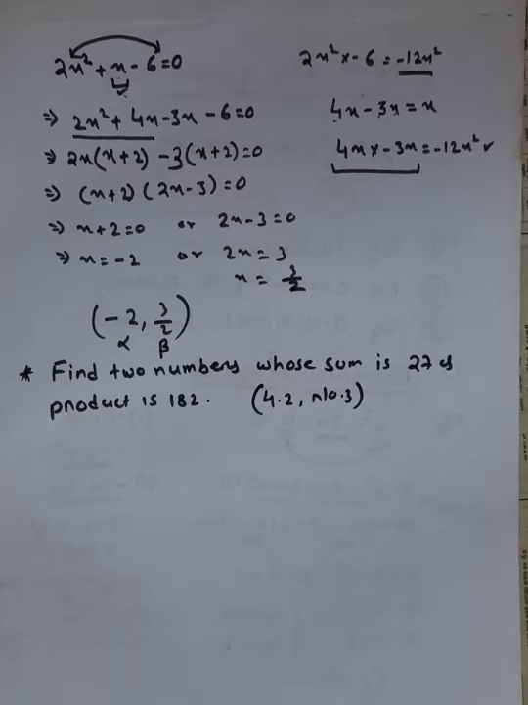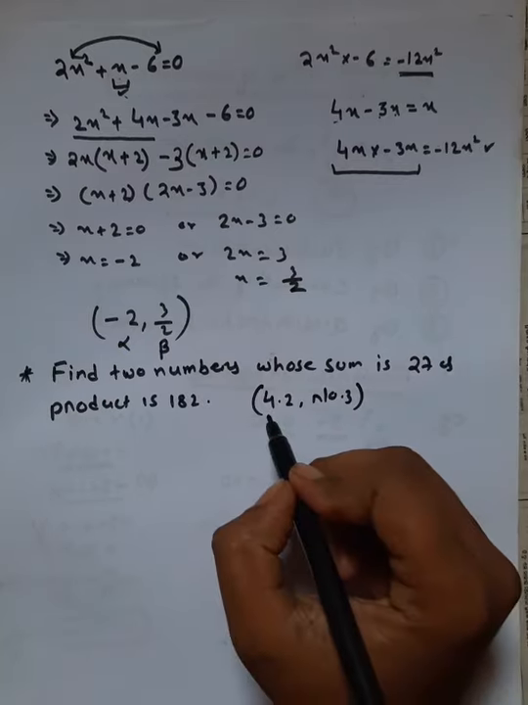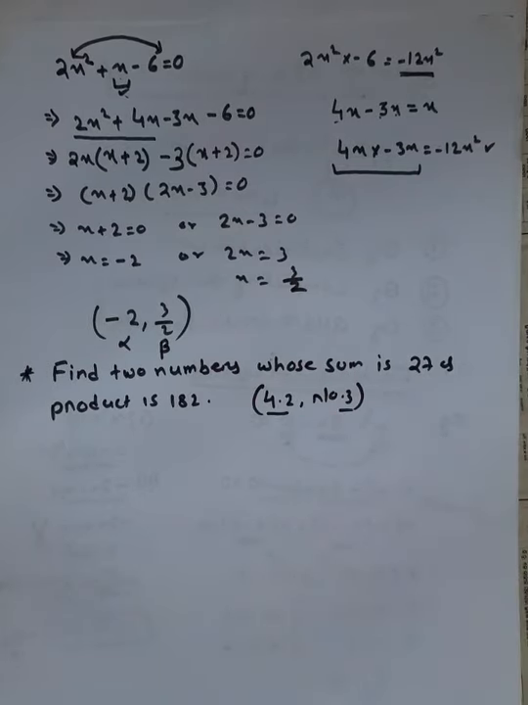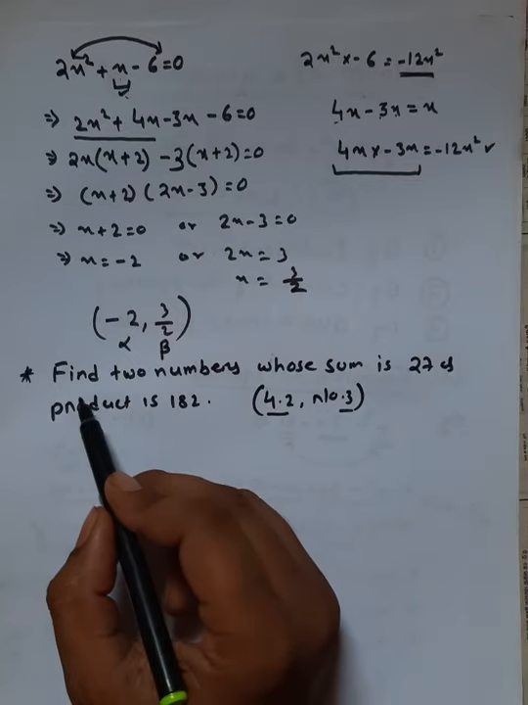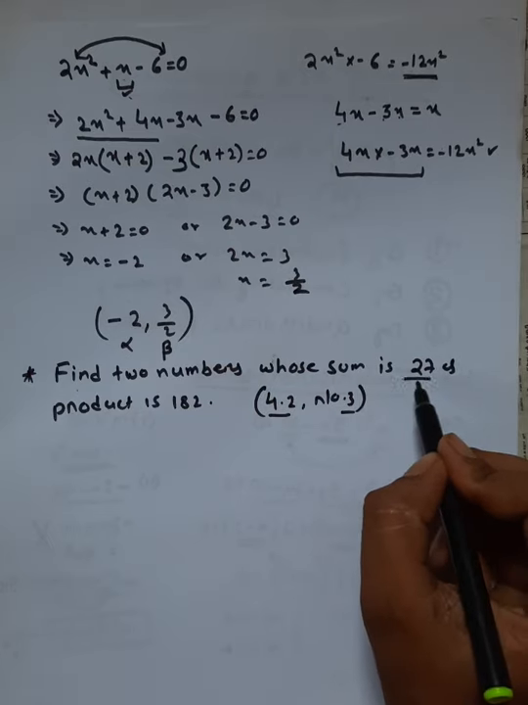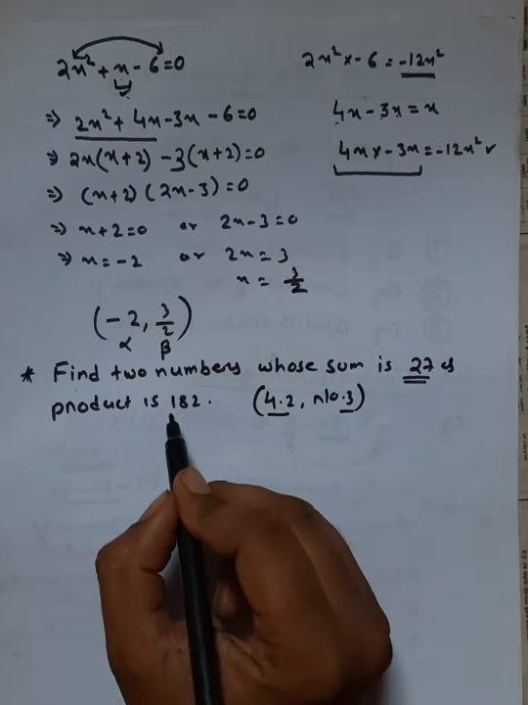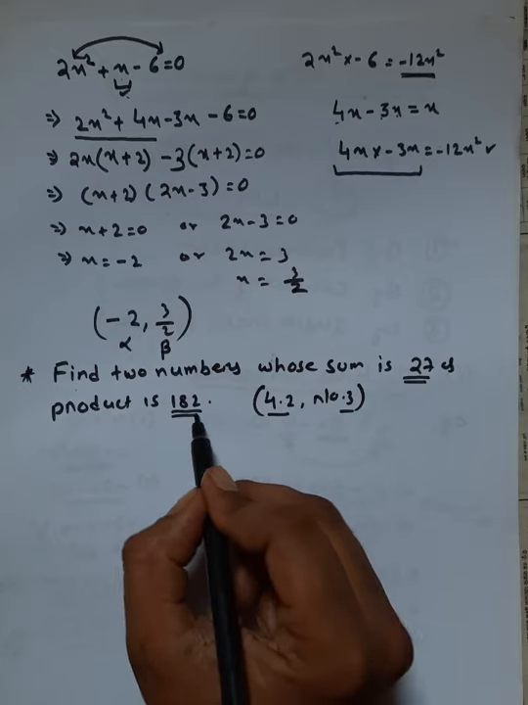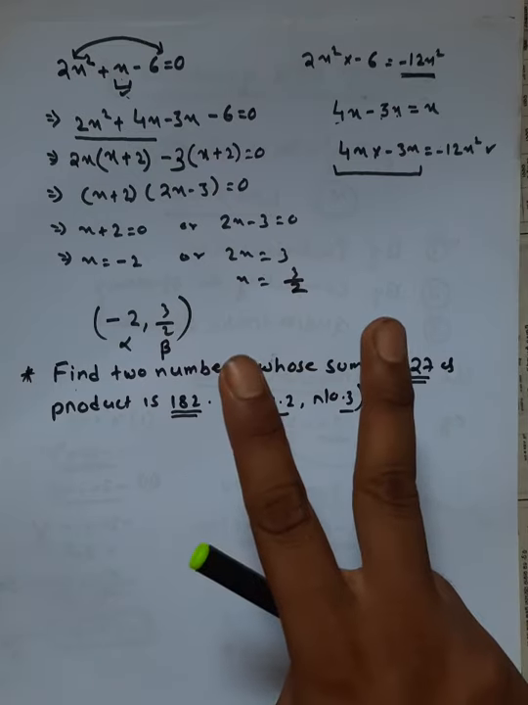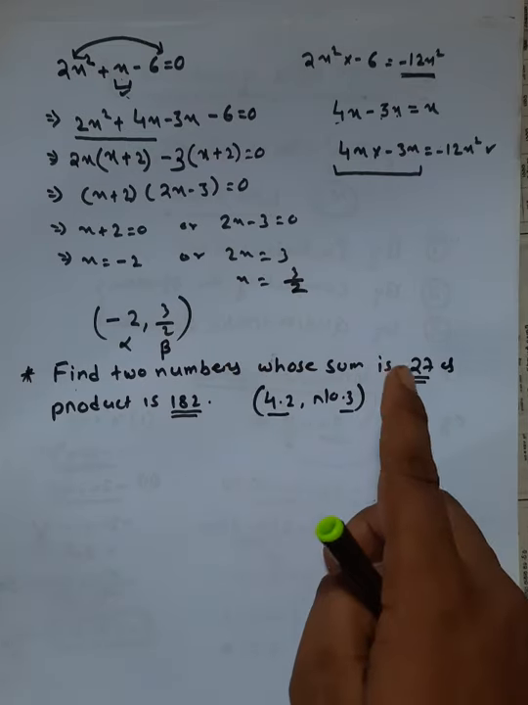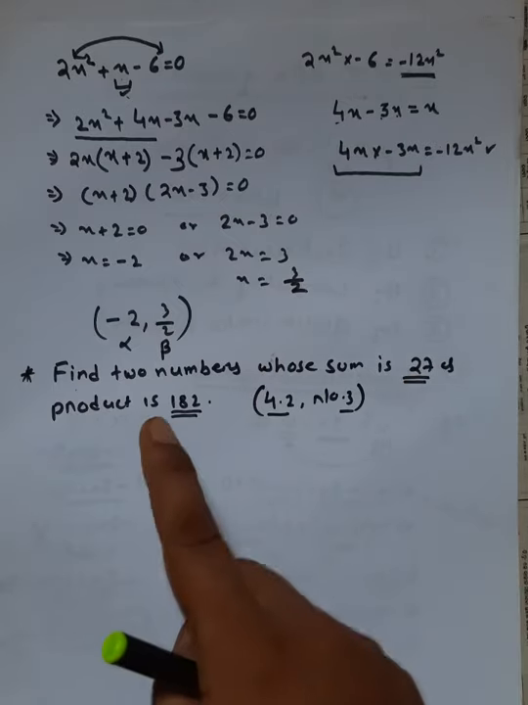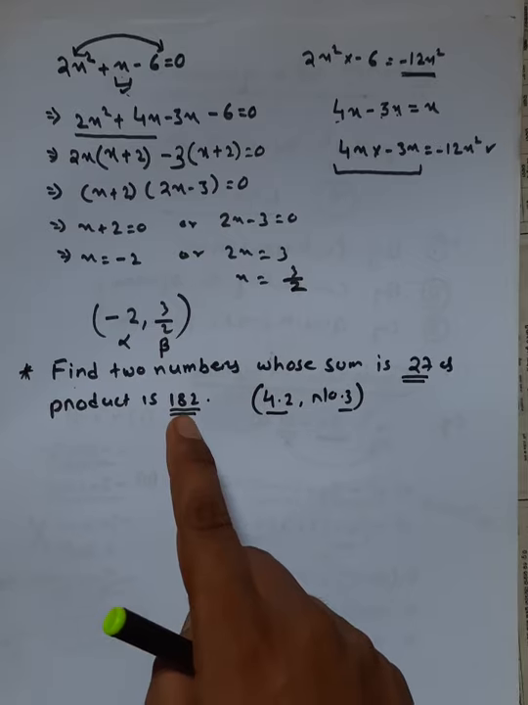Now let us see number 3 of your exercise 4.2, which is a word problem. See, what is the question? Find two numbers whose sum is 27 and product is 182. Okay, so we have to find two numbers whose sum is 27. That is, if we add the two, we get 27, and if we multiply, we get 182.